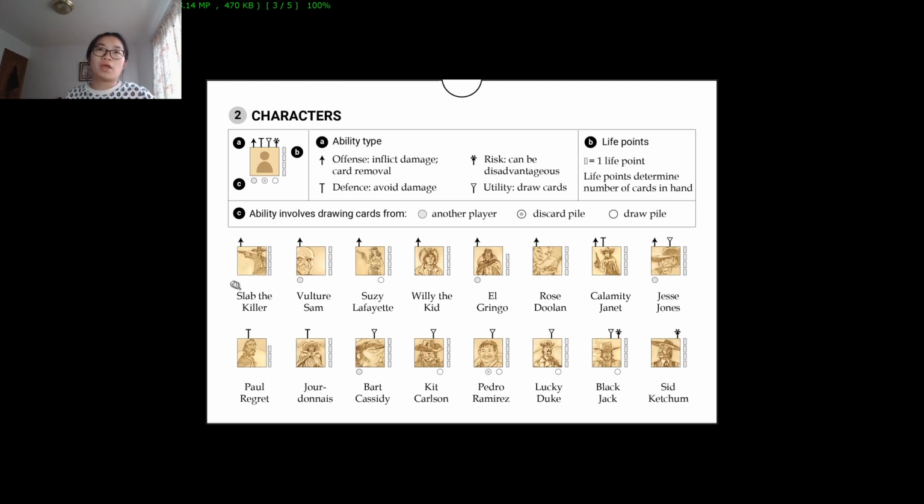And then the bottom of the card shows you that some of these have abilities that relate to drawing cards. So there are 3 types. You can draw cards from another player. I consider that to be offensive play because you're removing cards from their hand. There's also the discard pile. You can draw from that. That's pretty neutral. And then you can just draw from the draw pile, which is also a neutral effect.